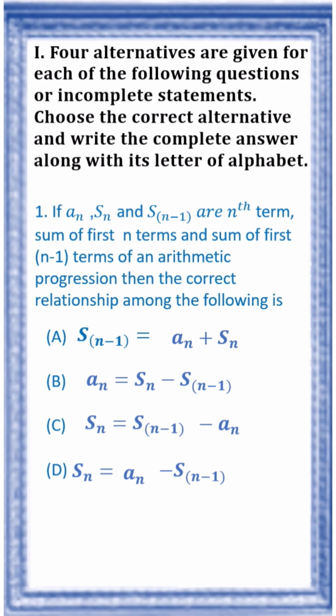The first question. Here multiple choice questions are given. If an, Sn and Sn minus 1 are the nth term, sum of first n terms and sum of first n minus 1 terms of an arithmetic progression, then the correct relationship among the following is. 4 options are given. Which one is the correct relationship? Option B. An is equal to Sn minus Sn minus 1.